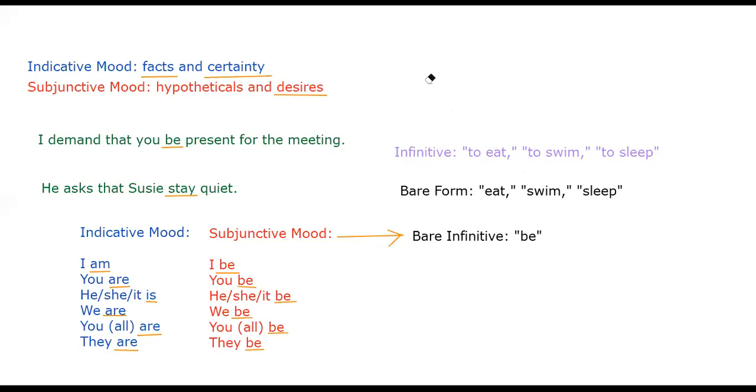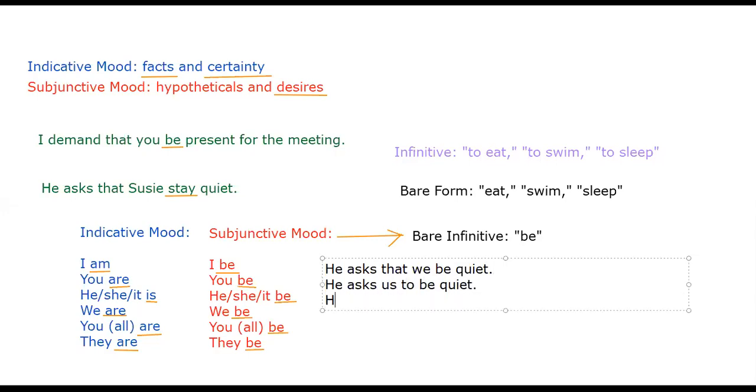So here, let me show you what's acceptable and what's not. You could say, he asks that we be quiet, or he asks us to be quiet, but not he asks us be quiet. This last one is not correct. So you can't say this, but you can say the first two. You can't use the bare infinitive like that. There are some cases where you could use it in a certain way, but not like this.